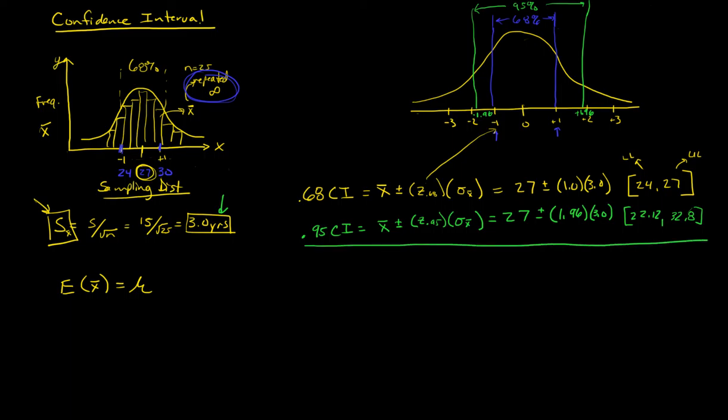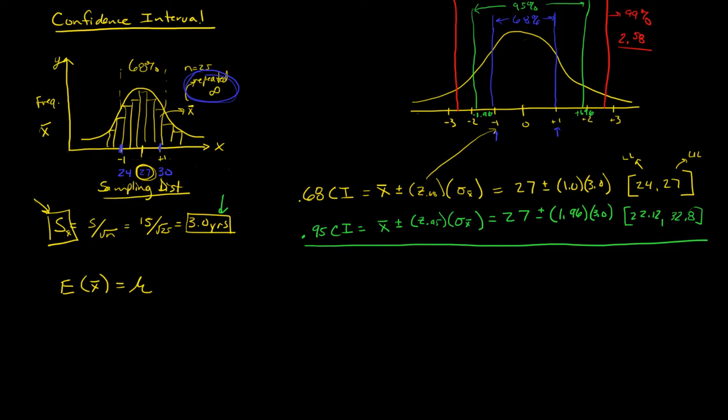We can do a 99%. If you did a 99%, just by the way, the values here change. If you wanted to go out to 99%, it would be a z-score of 2.58. So you could recalculate this.